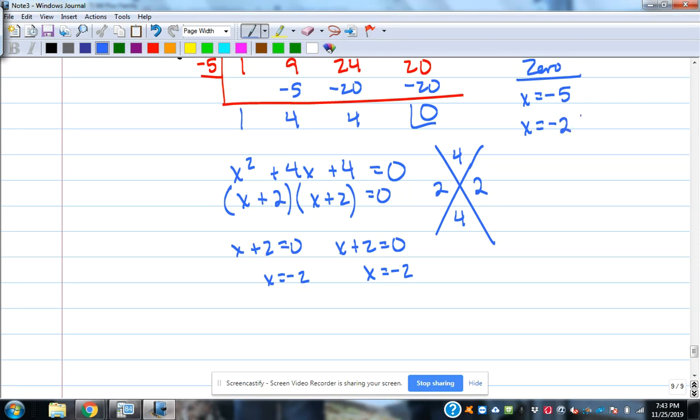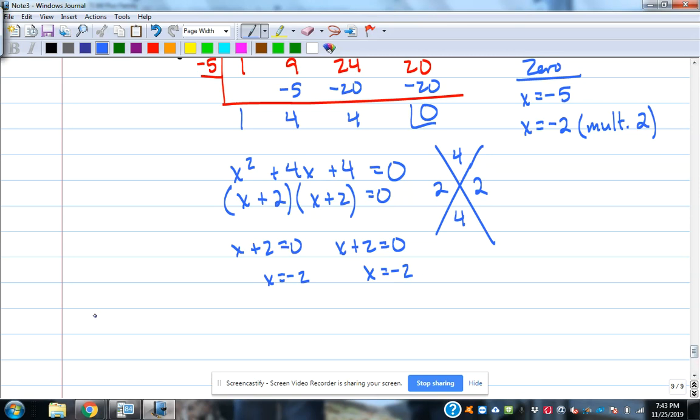So I get x equals -2, and the way we note that is we say multiplicity of 2. That means it showed up twice. If it showed up 3 times, you'd say multiplicity of 3. This is how you would write your solutions or your zeros there. Got -5, x equals -2, with a multiplicity of 2 because it shows up twice. Even multiplicities bounce off the x-axis, like this one did. Odd multiplicities go through the x-axis. Okay? Even multiplicities bounce off the x-axis.